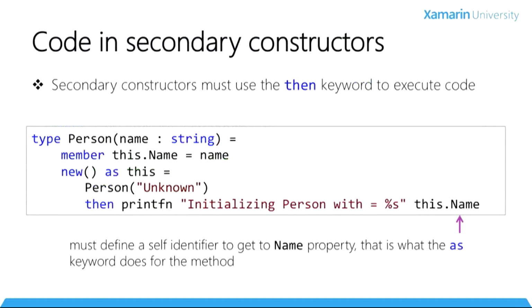When creating a primary constructor, we use the do binding to execute code. However, this isn't really available to our secondary constructors. Instead, we use the then keyword to execute code in our secondary constructors. When using this approach, you also have to define the self-identifier using the as keyword.